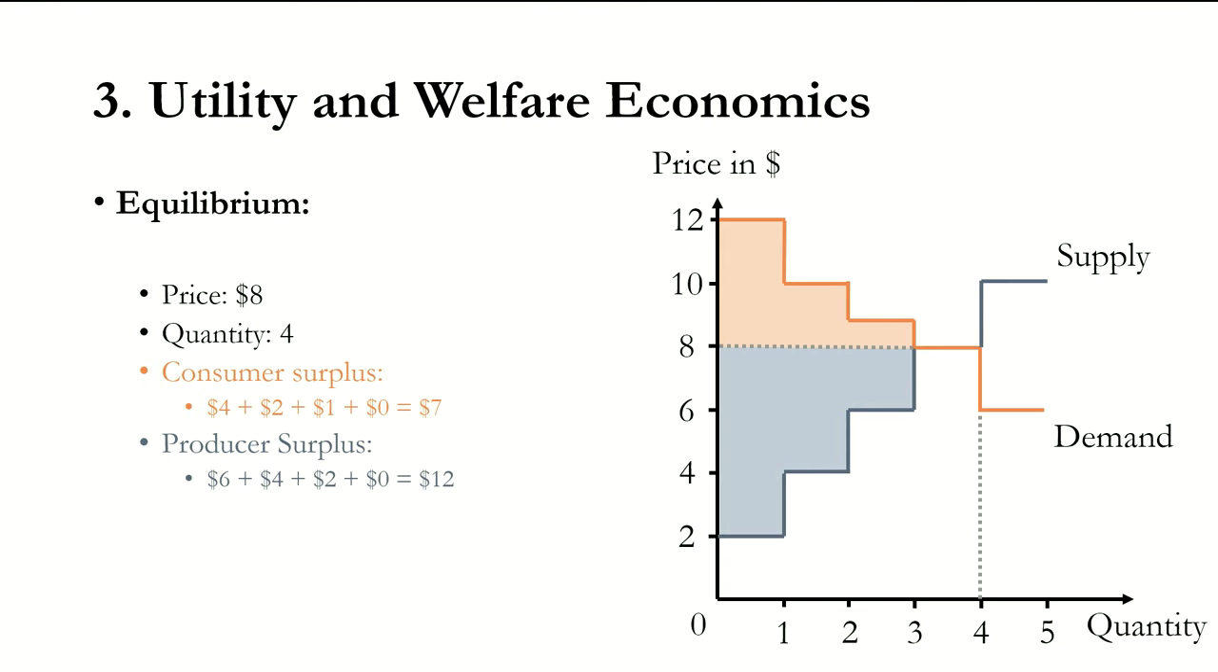And producer surplus would be 12 in this situation, consumer surplus 7, and we end up with an assessment of total utilities, total welfare, which is the sum of consumer and producer surplus.